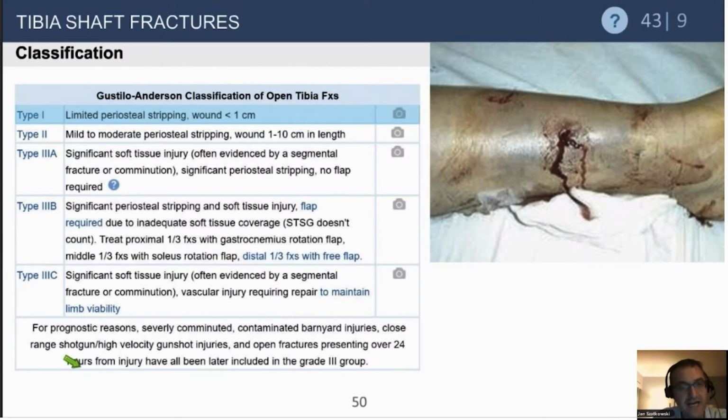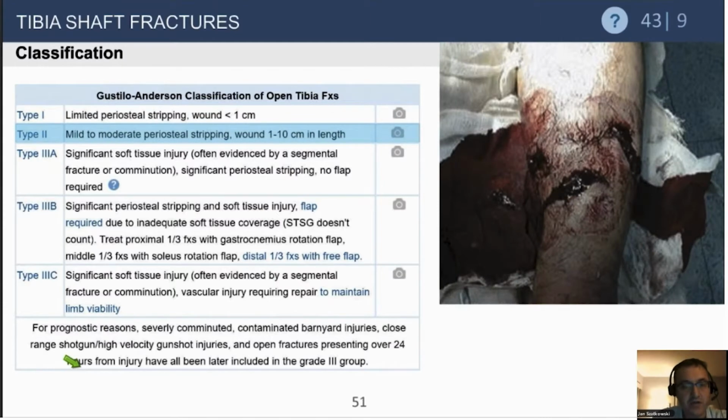fracture patterns. We're going to go through open fractures pretty quickly here, just a classification, but it's important to recall this. The Gustilo-Anderson, type 1, limited periosteal stripping, wound less than 1 centimeter. Remember, even if the wound is less than 1 centimeter, it can be a type 3 injury because there can be a lot of soft tissue stripping on the inside. So remember that grading or typing of an open fracture is done at the time of debridement and not necessarily just on the image of the wound. Okay, that could be helpful, but it's not just done on that.